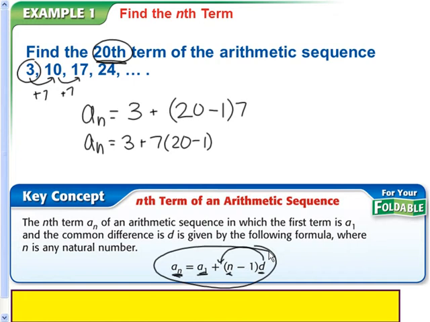Okay, so you could either just type that into your calculator or calculate 20 minus 1 is 19. So 7 times 19 is 133 plus 3 is 136. That's the value at the 20th term. So we could take the sequence and continue writing this out 20 terms like we did yesterday, or we can plug it into this formula and we'll quickly get the answer.